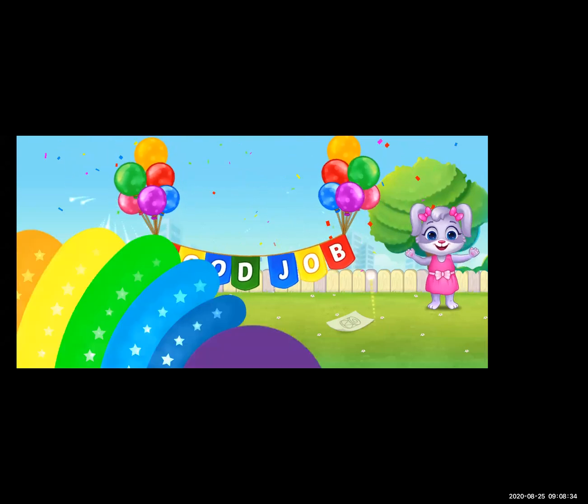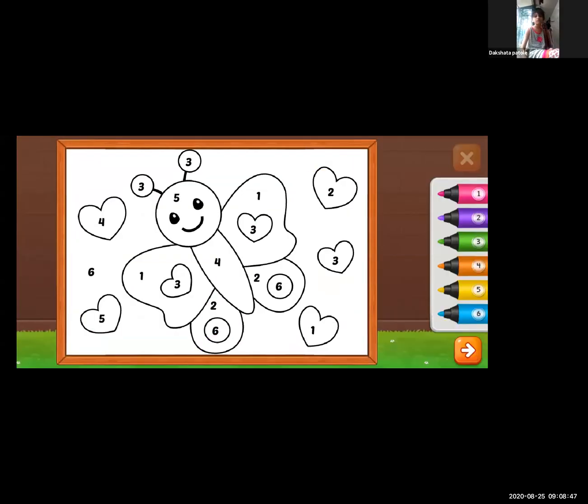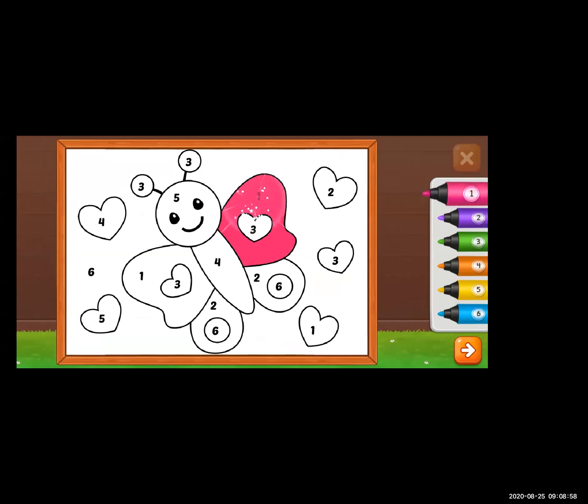Now see students, we will color a picture of butterfly. Okay. Can you see now butterfly on the screen? Yes, very good. Now see some numbers are given here and some pictures are given here. So you have to select this number and click here. Now can you see students? Can you see the numbers now?